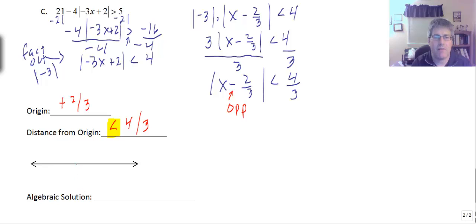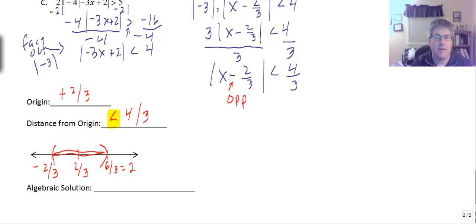And now we go ahead and graph this. So my origin is 2/3. I need things that are 4/3 away, so 2/3 and 4/3 is 6/3, or 2, and 4/3 away the other direction would be a negative 2/3, and I want things that are less than that. So all these points are less than 4/3 away from my origin. So all these points satisfy my absolute value inequality because they're less than 4/3 away.